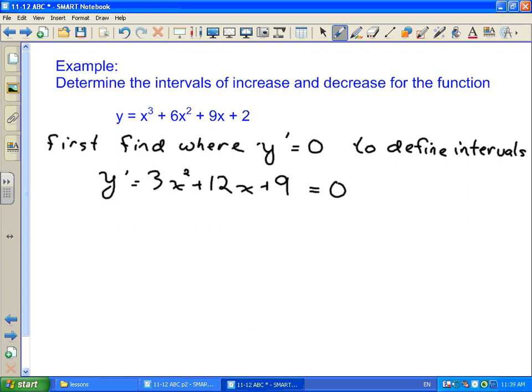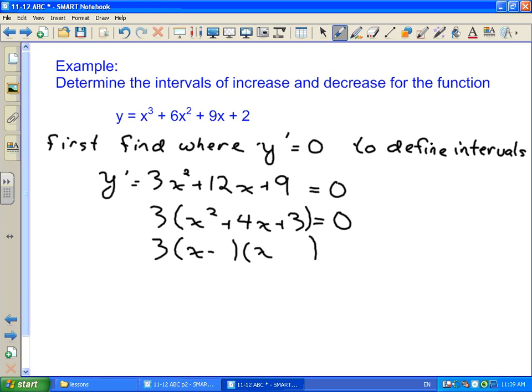So let's start factoring. We'll factor out the 3 to get x squared plus 4x plus 3. And then we'll factor this expression that we have in brackets as a trinomial. That's going to be x plus 1, x plus 3 equals 0. So the two numbers here that are going to help us divide up our intervals are going to be our solutions here, x equals -1 and x equals -3.